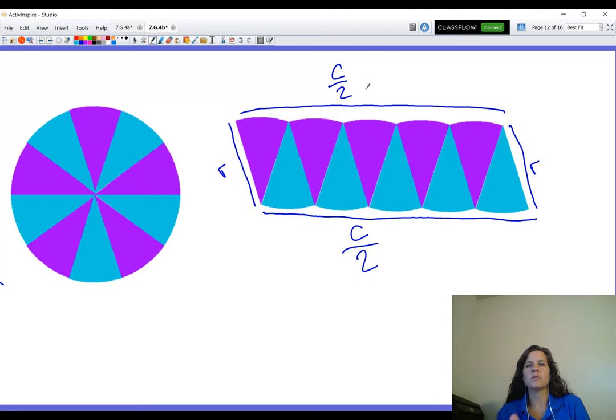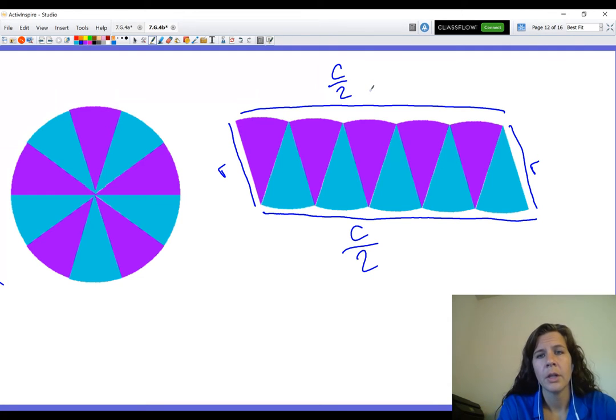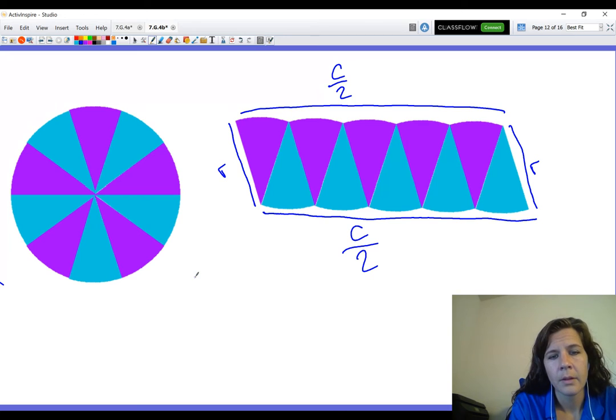Now imagine we did this smaller and smaller and smaller and smaller. It would eventually just be a rectangle. And this is how we came up with the formula for area of a circle. Because remember that the circumference, we said, could be 2 times pi times the radius, right?